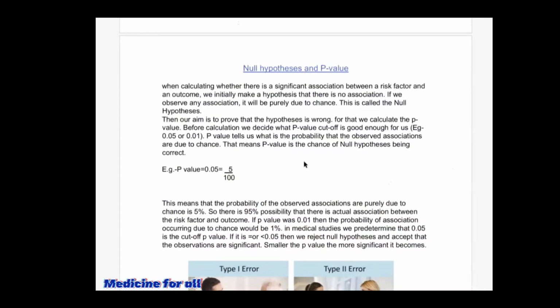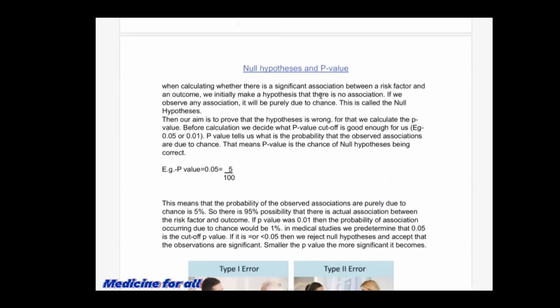Then, when we do this research, if we identify any association, that will purely be due to chance. That is purely going to be just luck. So that statement is the null hypothesis. Our aim is to prove that the null hypothesis is wrong. That's how we are going to find out whether there is actually an association, by proving the null hypothesis is wrong.